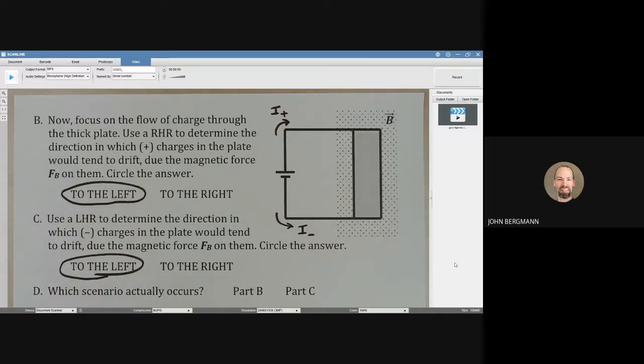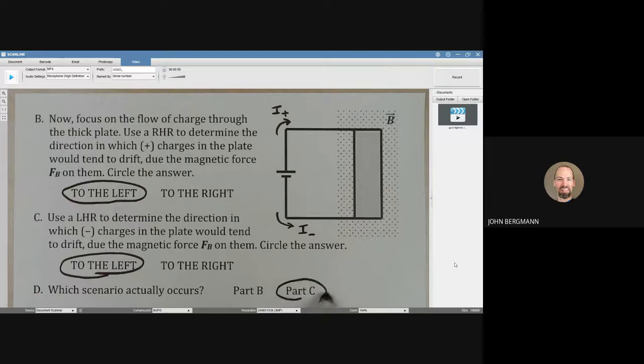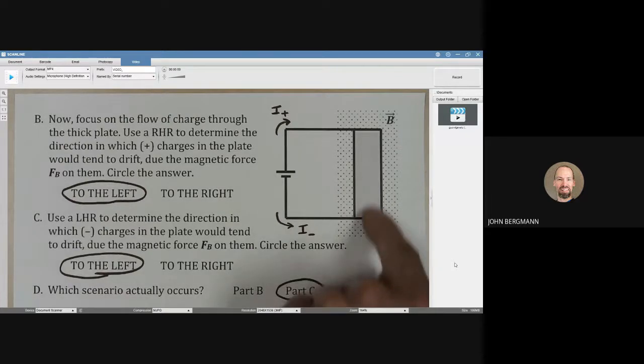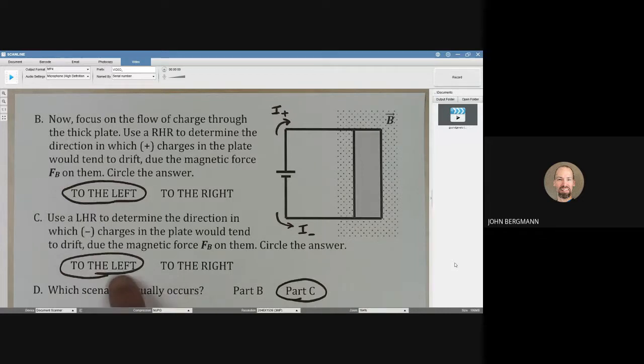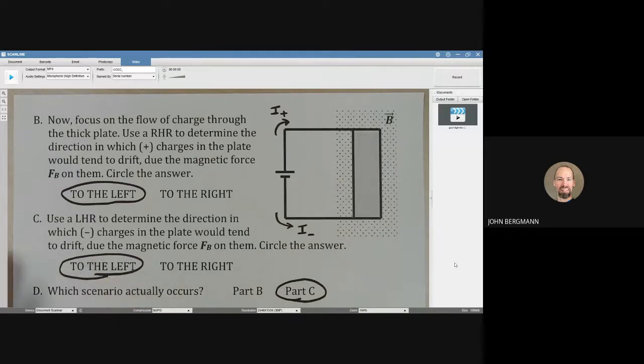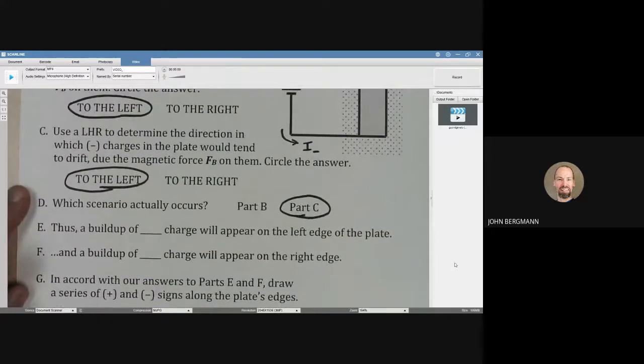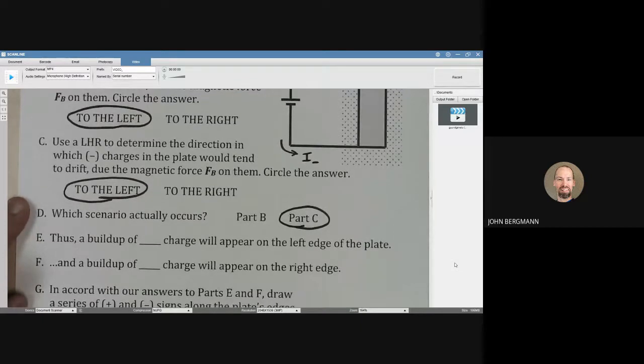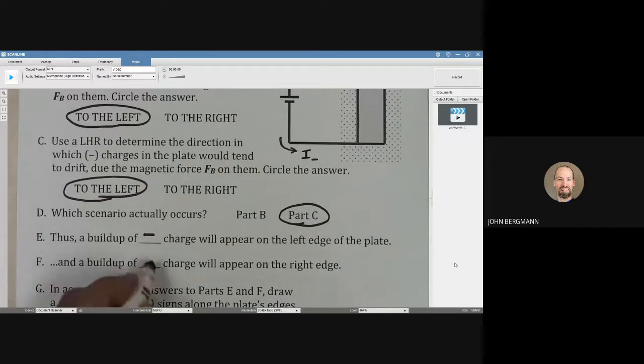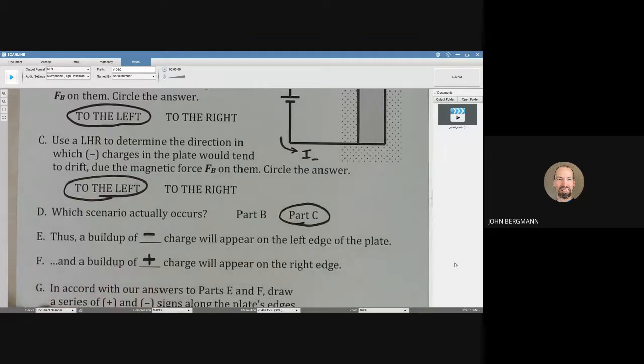Now, which of these scenarios can actually happen? Is it the conventional charges that could scoot to the left, or is it the conduction electrons that could scoot to the left in this thick plate? It's the conduction electrons, because those positive charges, the nuclei of the atoms, can't really scoot much, but some conduction electrons can. It's actually part C here that really happens whenever we have this thick plate. Therefore, a buildup of negative charge will appear on the left edge of the plate, and a buildup of positive charge will appear on the right edge.